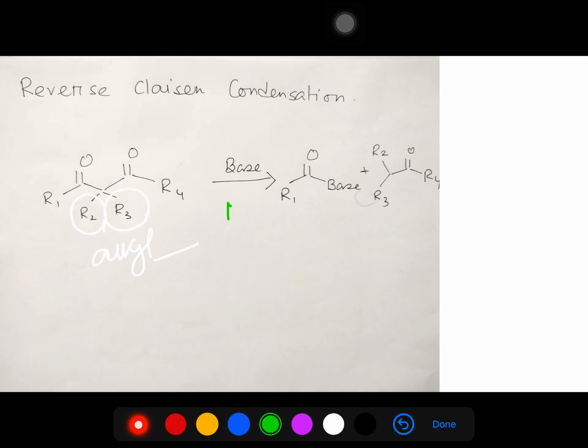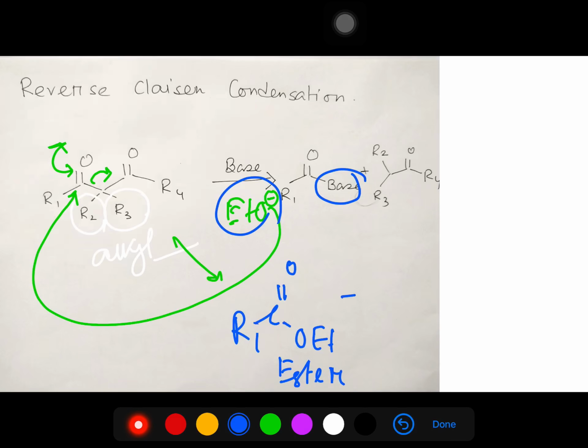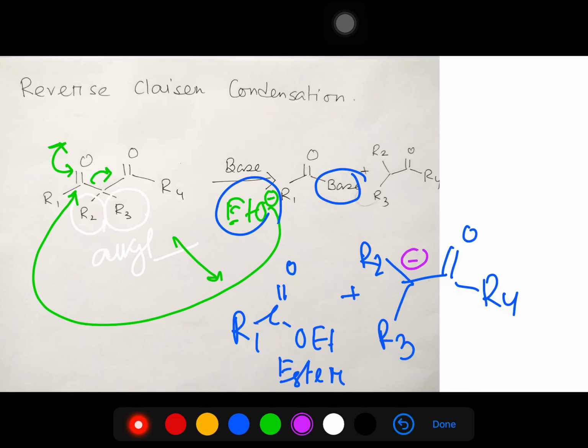For example, in this case, let's take base as EtO minus. So what will it do? Since nothing is specified, I am attacking here. So it will first attack, come back, and in this way it will open up. So what will it result? It will result in R1 COOEt, one ester, means you may consider this base part. Since I have taken OEt, this is the ester, and plus it will generate this enolate, R2 R3 C minus R4, and the minus charge is here, which will subsequently take proton from the solvent like ethanol, means ethoxide is in ethanol, so then it will result in this. So in this way these compounds are produced.